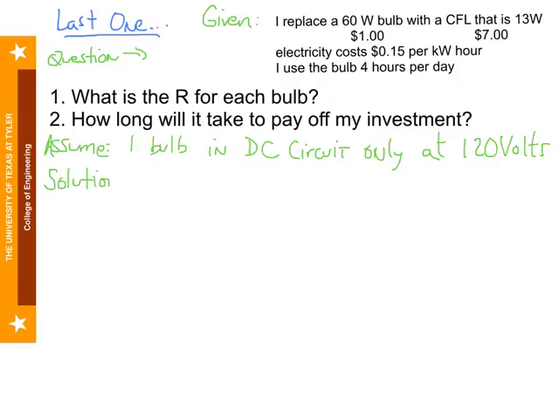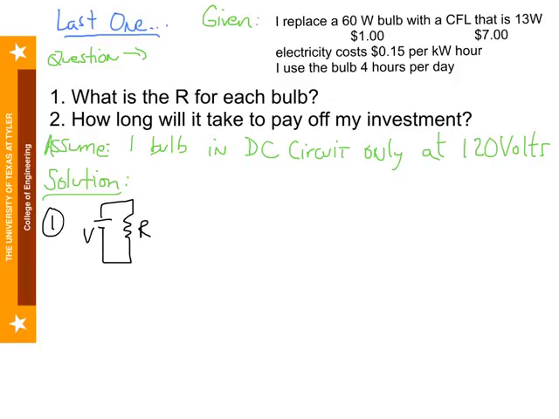So let's solve this problem. How are we going to go about solving this problem? Well, first thing I'm going to do is draw a circuit diagram. So, step one, draw a circuit diagram. I got a voltage here and a resistor. That's my whole diagram, right?